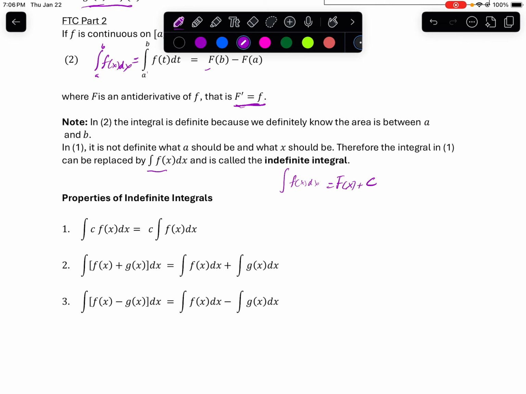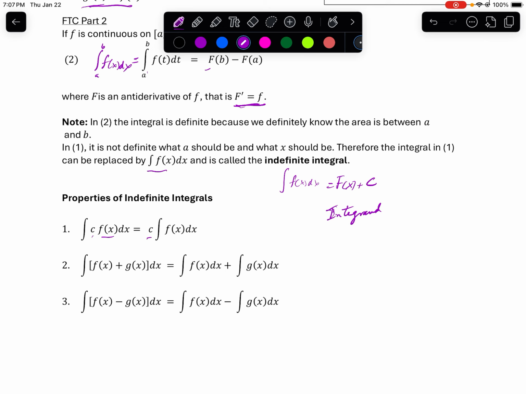Okay, what are the properties of these indefinite integrals? They are similar to the properties of the definite integral, these three. So what does this say? If you have a constant multiplied by a function inside the integral, by the way, the inside of the integral is called the integrand, you can always put the constant in front of the integral and solve the integral.